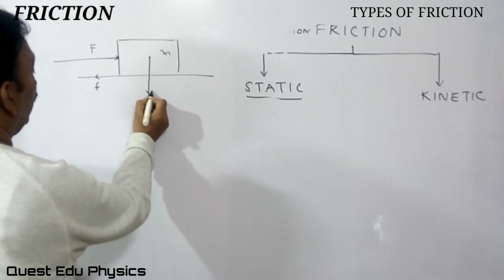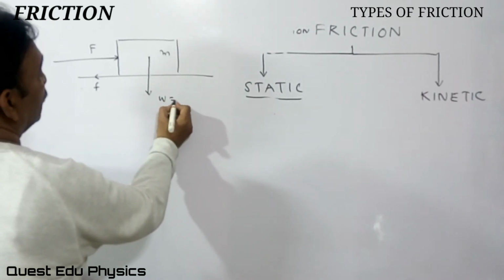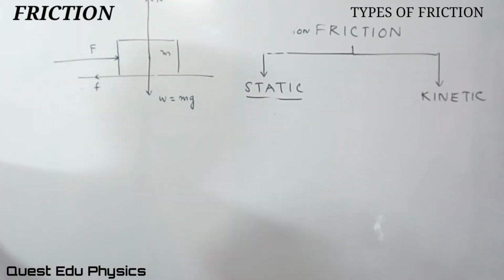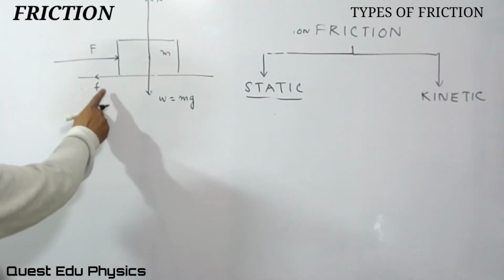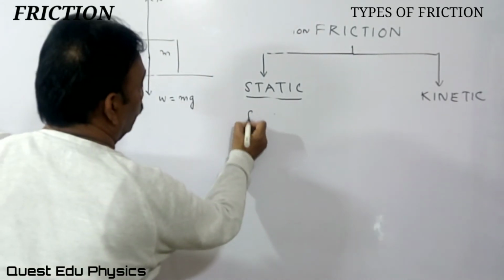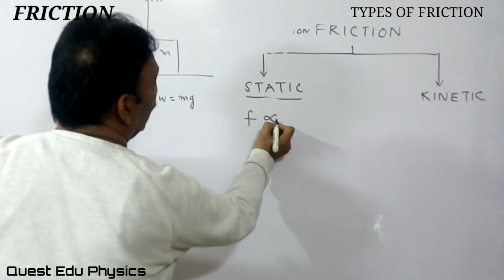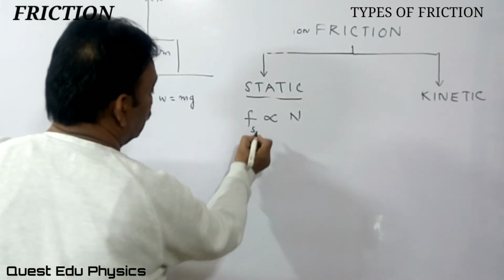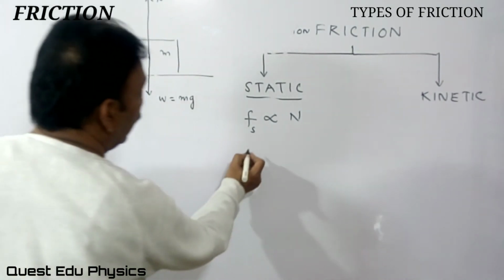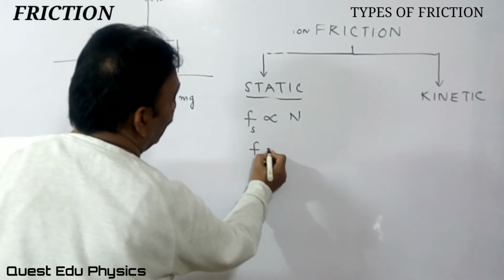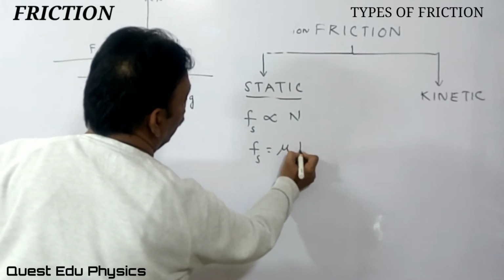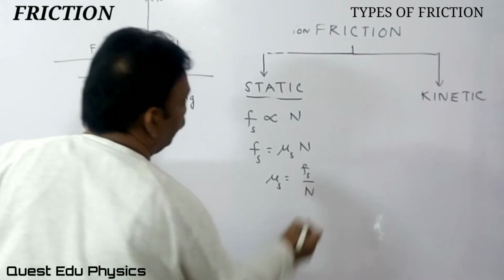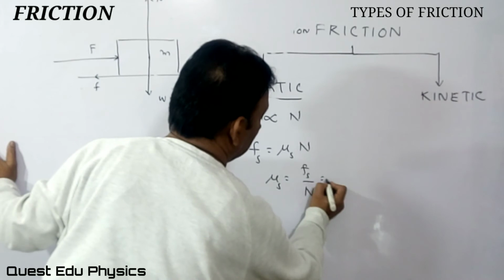Here is the weight of the body, which acts vertically downwards. It is equal to mg, and this is the normal reaction. The first law can be stated like this: the magnitude of the static frictional force is directly proportional to the normal reaction. In other words, you can write Fs = mu s into N, or mu s = Fs by N. Okay, students, here what is this?